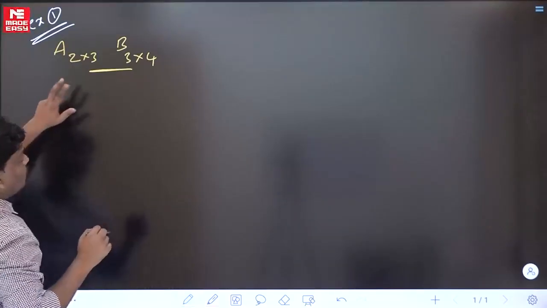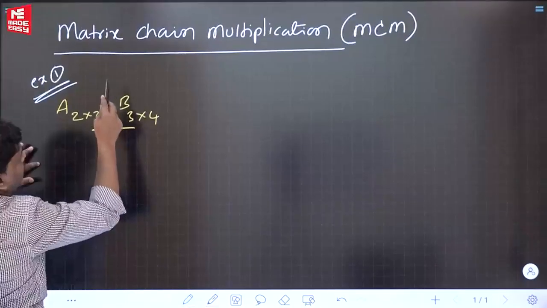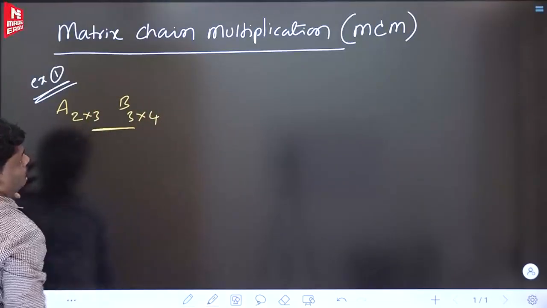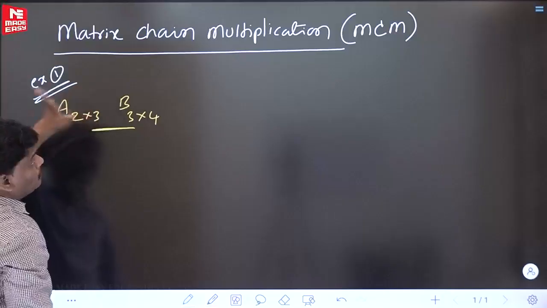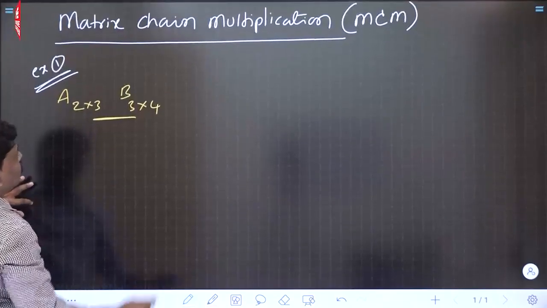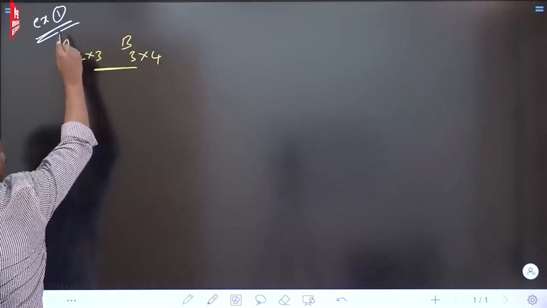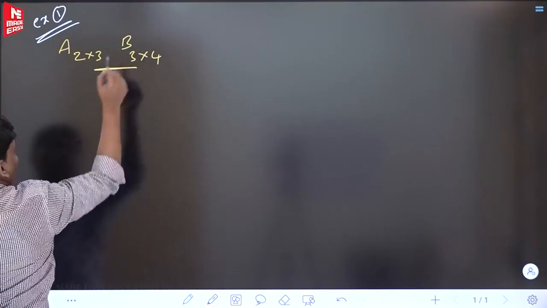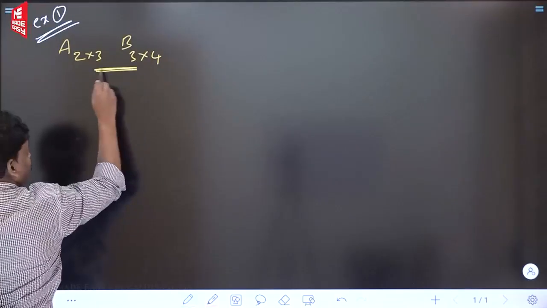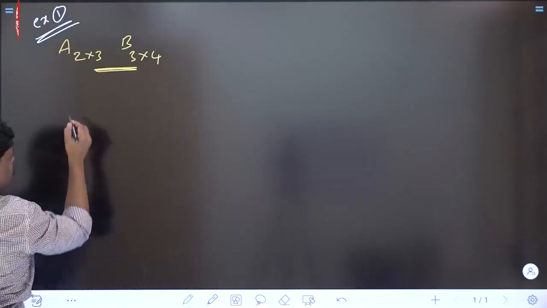Some people are asking, sir, why are you doing matrix multiplication? See the topic name, matrix chain multiplication. So in this problem, we are going to discuss matrix multiplication. I am taking the first example, A 2 by 3, B 3 by 4. The reason I took these two the same is, if you want to multiply two matrices, these two should be same.